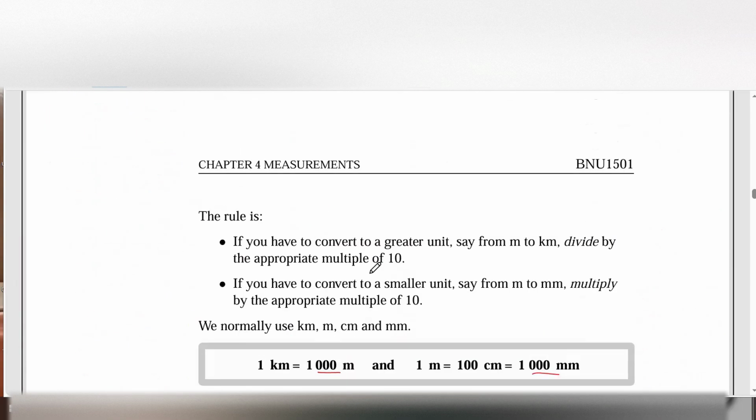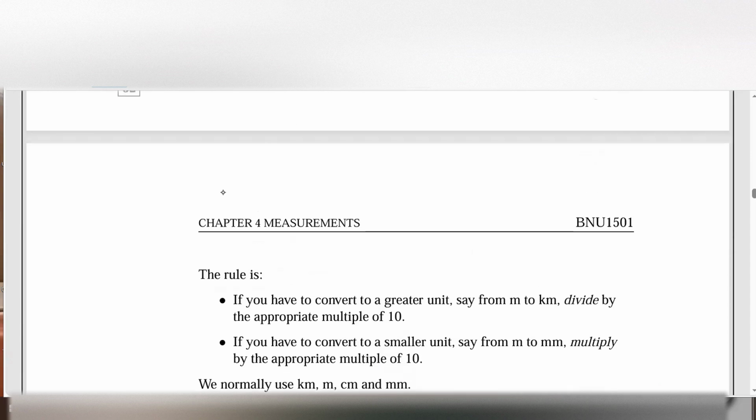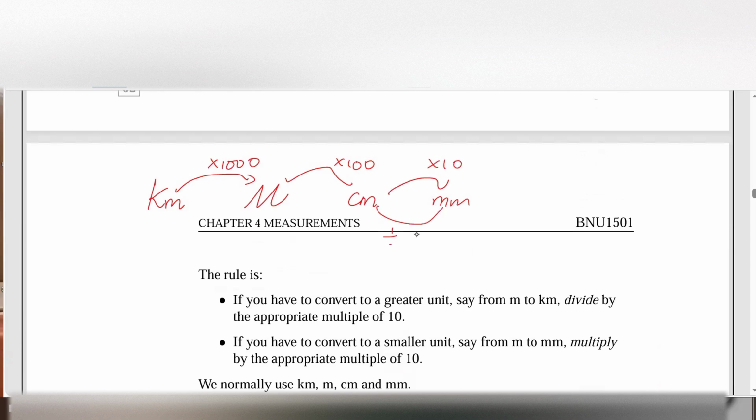Now, out of the 7 units, in most cases at our level, we are only interested in 4: the kilometer, the meter, the centimeter, and the millimeter. Meaning that from here to there, that's 1,000. From here to here, that's 100. Then that is a 10. And then we divide, something like that.